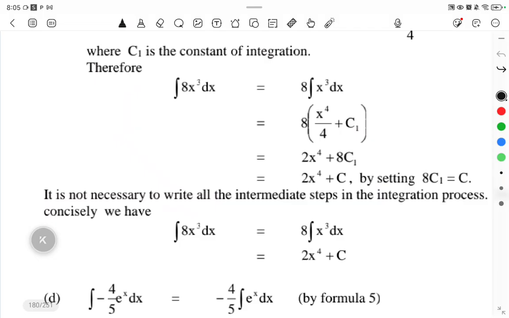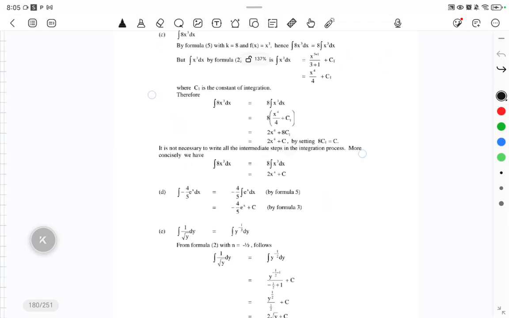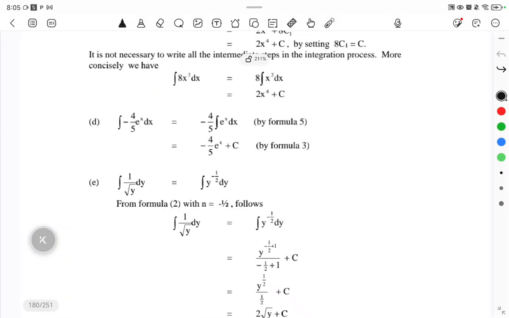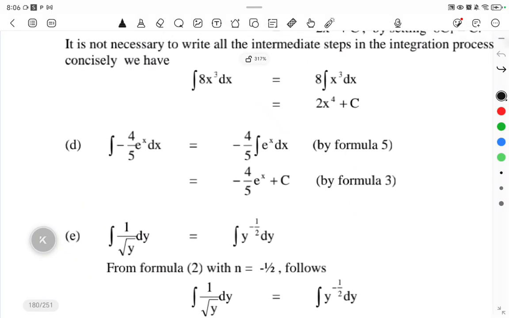You see, even here, they say that it is not necessary to write all the intermediate steps in the integration process. Concisely, we have this, which will be equal to this. So there's no need for us to write this. Those who are doing applied maths, for sure, I think it's important. But if you're not doing applied maths, it's not. So on SMTH, it's not that important. Then here we can just take out the constant. We integrate e to the x. We know that e to the x will always remain the same. So this will always be the outcome.